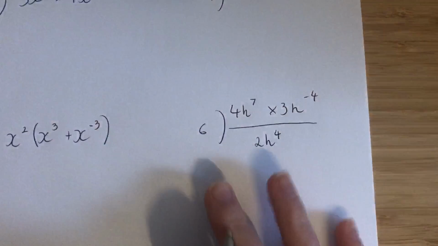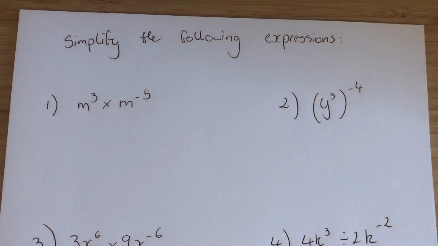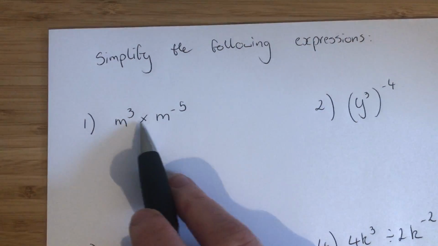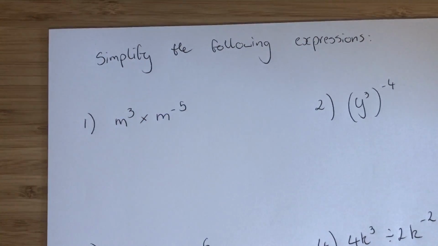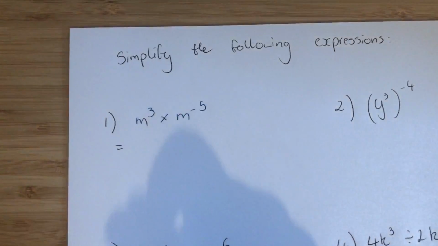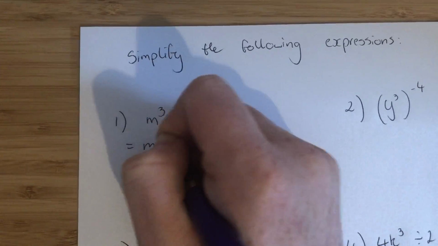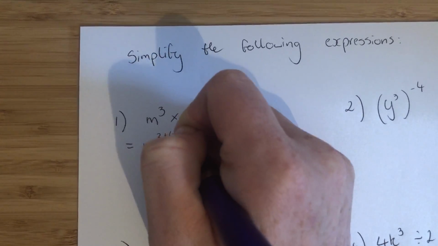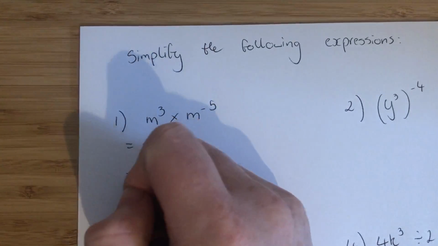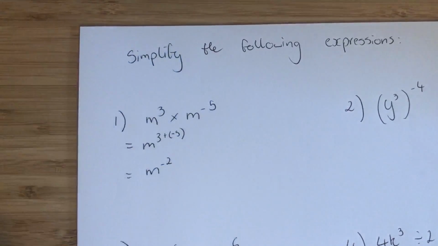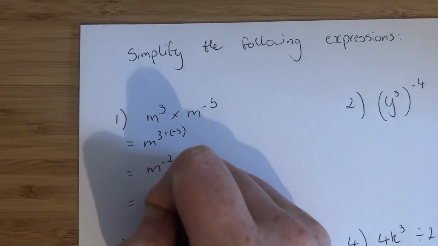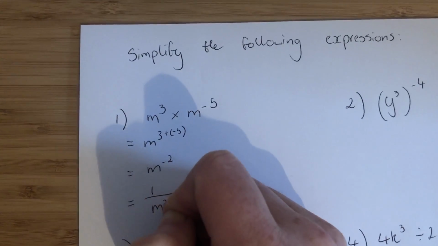Right, we're starting to go into some ones that combine other rules as well. So m cubed times m to the power of negative 5. If you're multiplying, then you're going to add the powers. So adding the powers, that becomes m to the power of 3 plus negative 5, which we know is the same as 3 minus 5, which takes us to m to the power of negative 2. We know that if we want that power to be positive, we're then going to take it to the denominator, 1 over m squared.